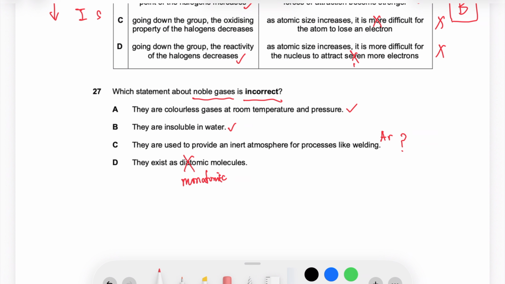Between C and D, I think D is definitely 100% wrong. So I would choose B then. You choose the best answer out of all the answers. Sometimes some answers might be quite close.